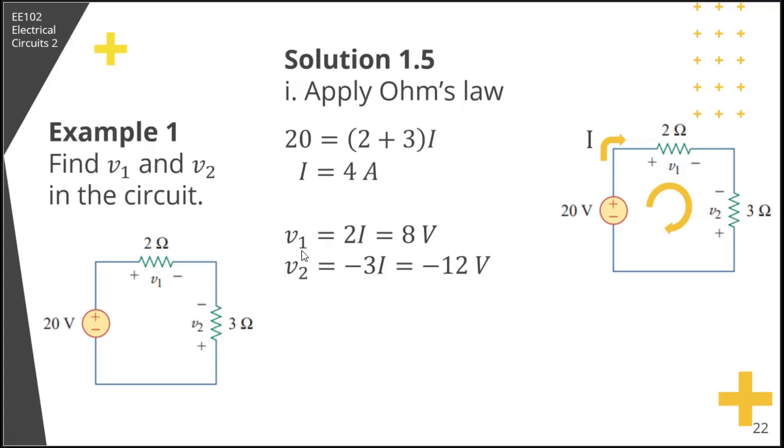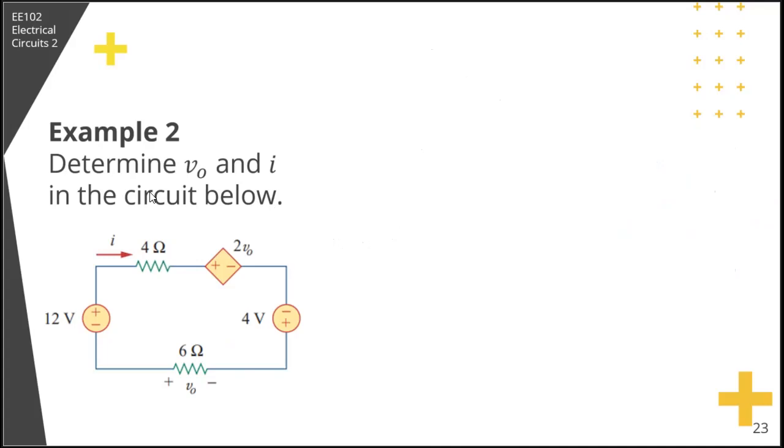From Ohm's law again, V1 is equal to 2i, V2 is equal to negative 3i. So substitute, same answer again. Okay? Okay, let's move on to the second example.